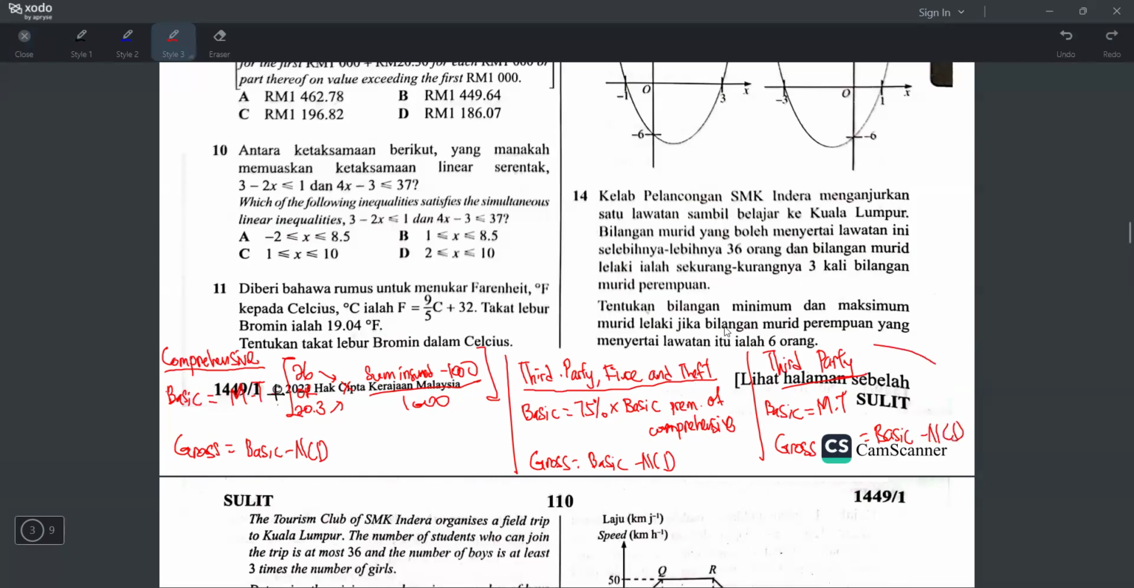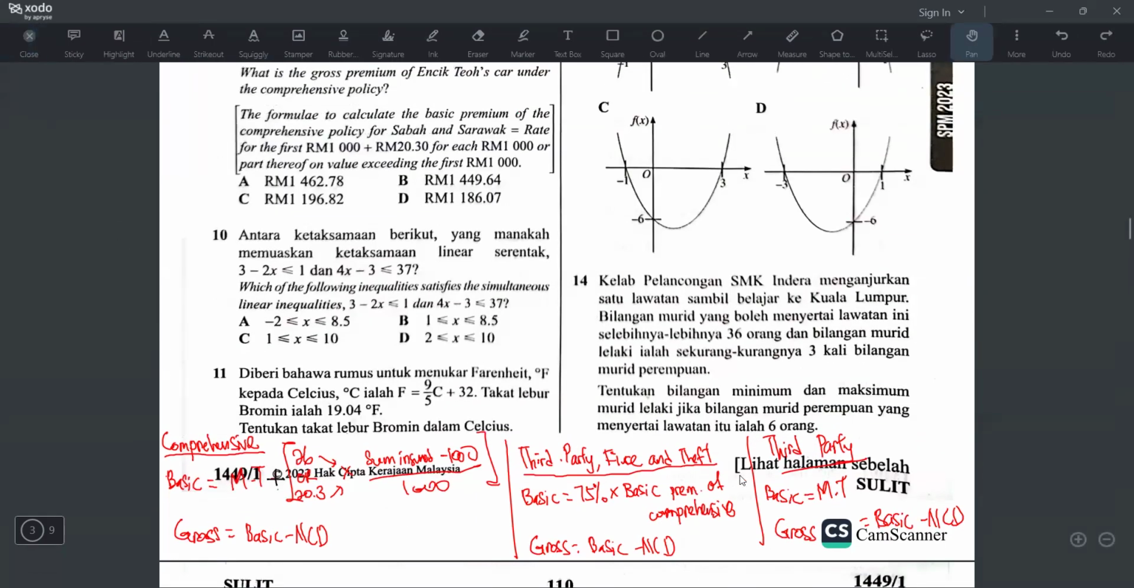Okay, so this is everything you need to know under motor insurance. You kena tahu semua because during exam kita tak tahu yang mana dia tanya. So you kena tahu semua ni. Okay, if you tak ingat semua ni, you tak boleh jawab motor insurance punya soalan.